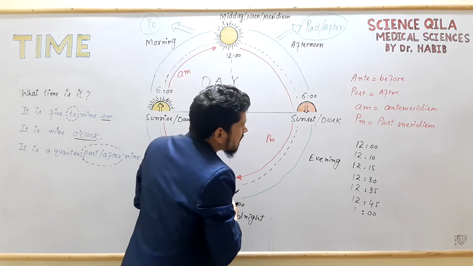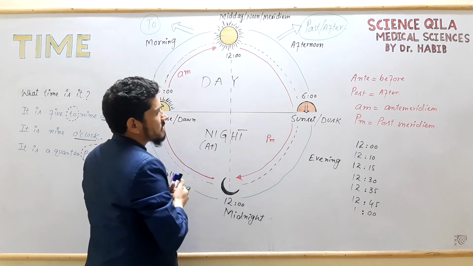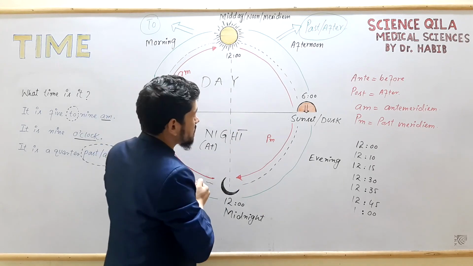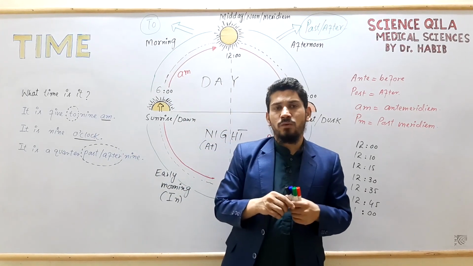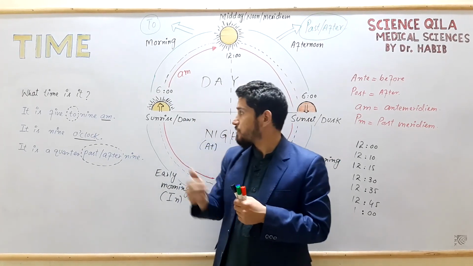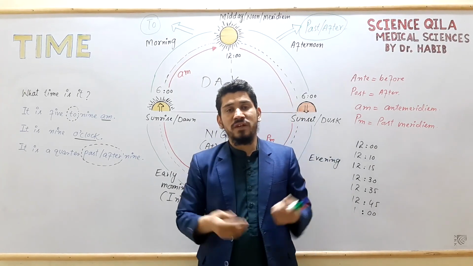So this was all about telling the time, especially these two terminologies, antemeridiem and postmeridiem, and which prepositions do we use for telling about the time, that was past and after, and using to as well, and which prepositions, especially at and in, we use with the fractions of the days.